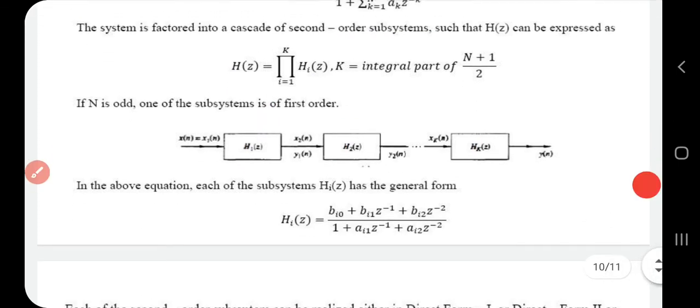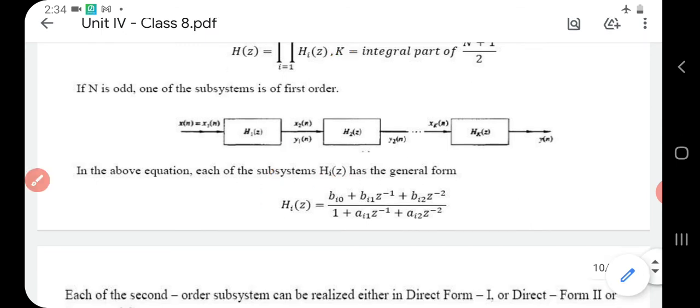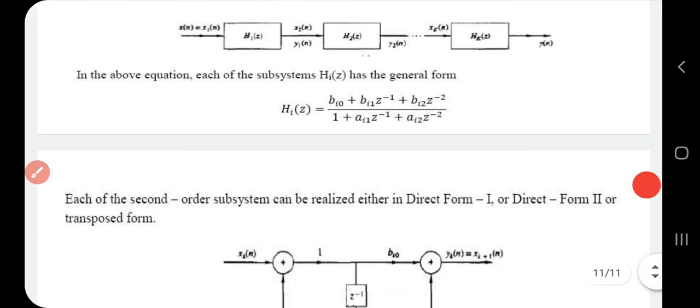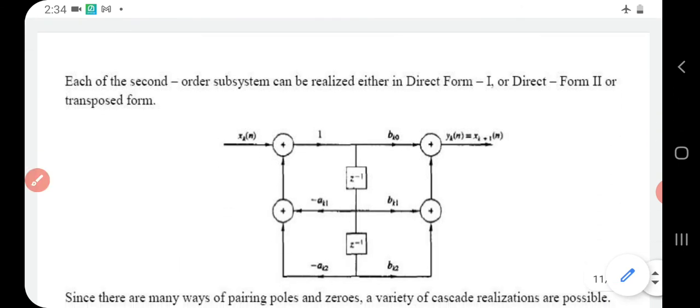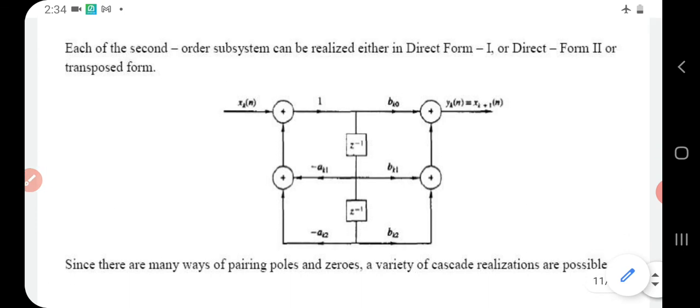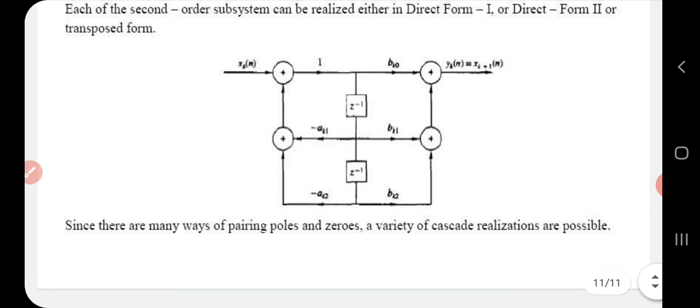Now this is actually the most general representation of the subsystem H_i(z). So H_i(z) is nothing but the system function of the subsystem, and the general representation of a subsystem is like this: H_i(z) equals this one. Now each of the second order subsystems can take the form of either direct form 1 structure or direct form 2 structure. It actually depends. Since there are many ways of pairing poles and zeros, a variety of cascade representations is possible. So that's all for today.